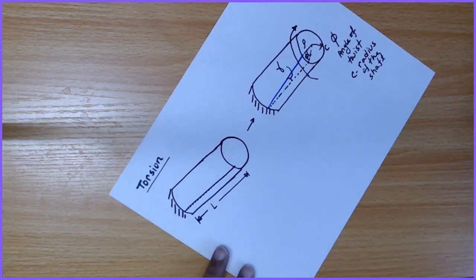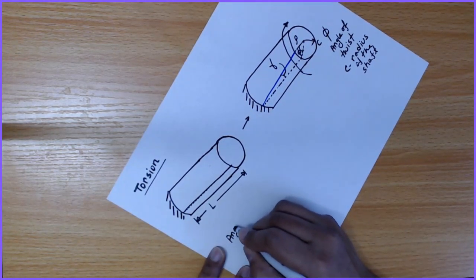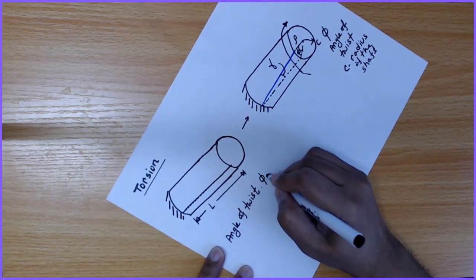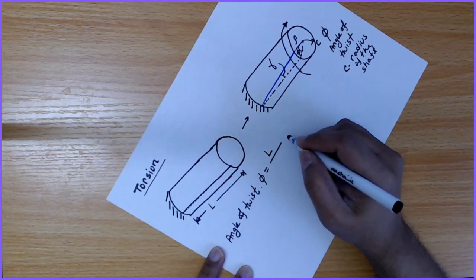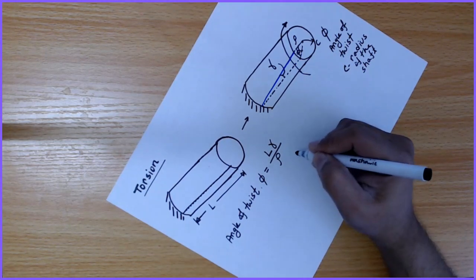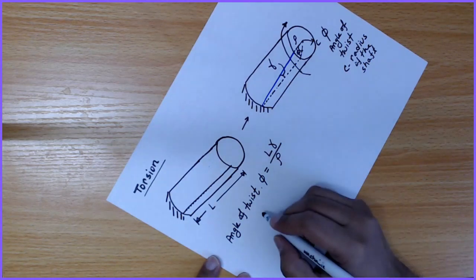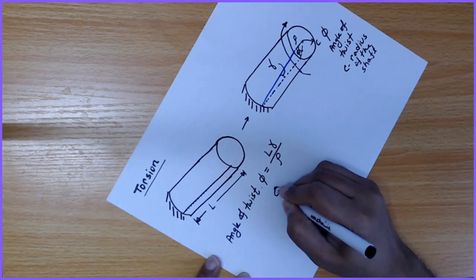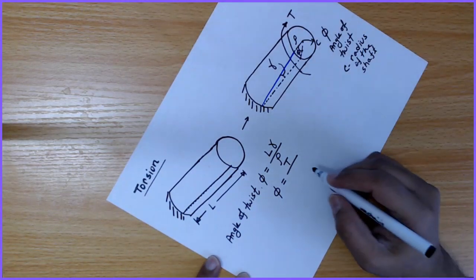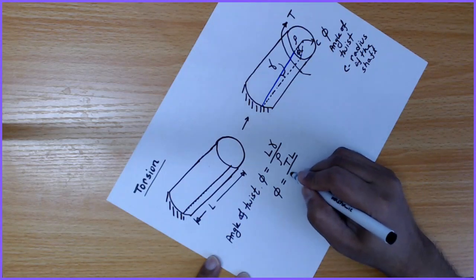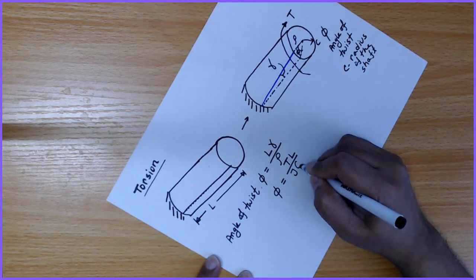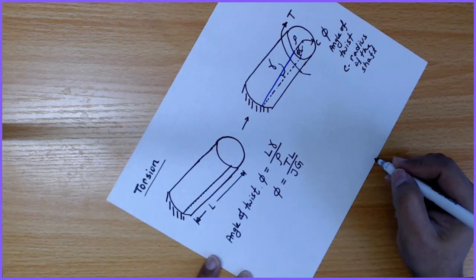In the last class we told that the angle of twist phi is equal to L, the length of the shaft, times gamma, the shear strain, divided by rho. There is another equation to define the angle of twist: phi is equal to T, the torsion, times L, divided by J times G, where J is the polar moment of inertia, and G is the modulus of rigidity.